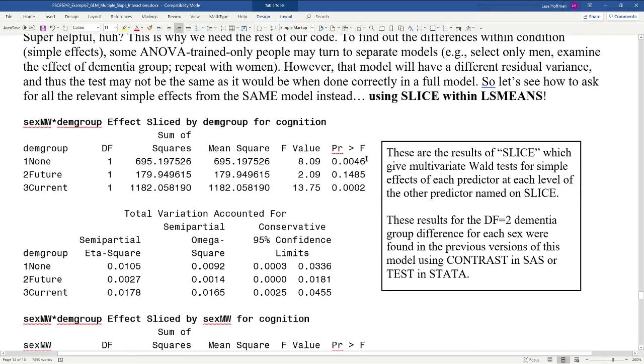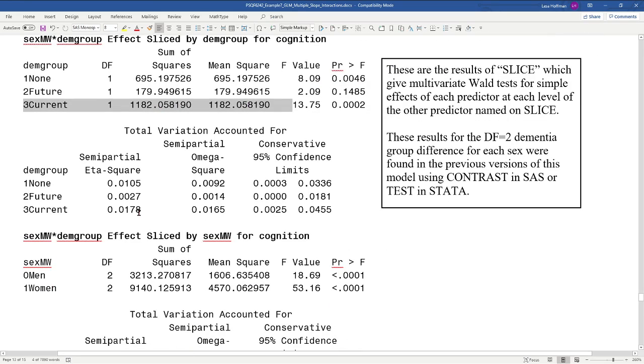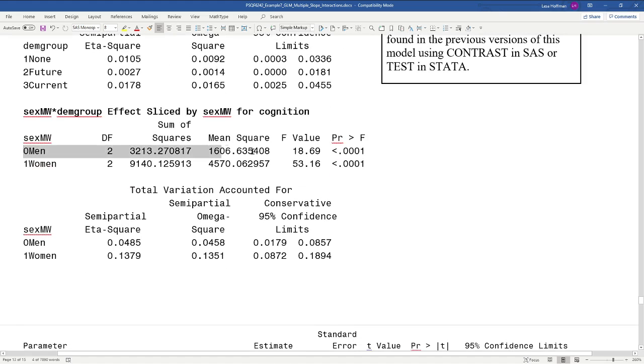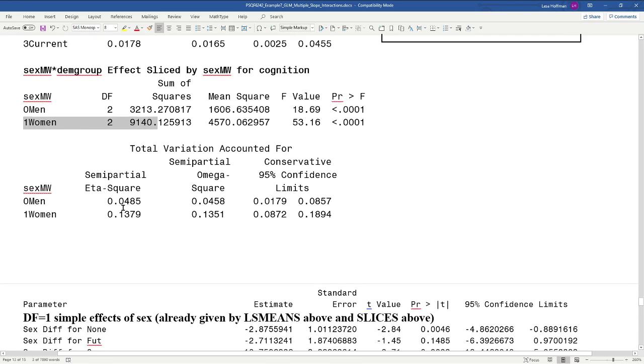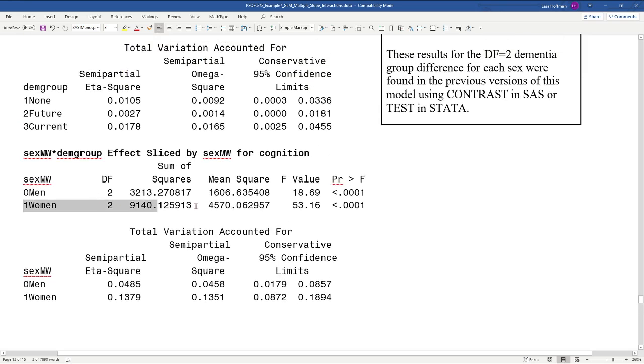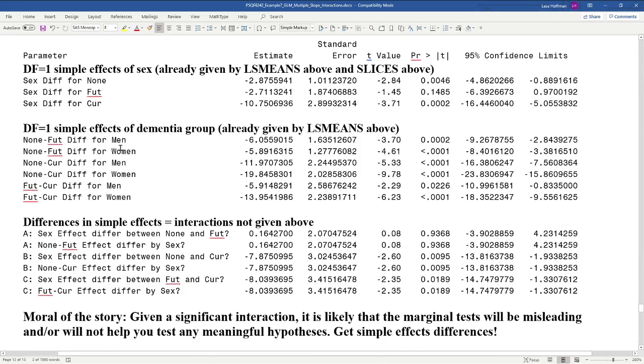So these are the results from using slice within LSMeans, where this term is the gender difference specifically within the none group, specifically within this group, specifically in this group, as well as the corresponding effect size, which is very nice. Likewise, we get the dementia group difference specifically for the men. So that's lumping together the two contrasts that create differences across the three groups in the men, in the women, and we get an effect size for that. So now we're starting to get to the point where we can talk about what are the main effects of these variables within each group, and then refer to the interaction contrast to think about how each of those differences within each group, in the cells, not in the margins, are different across the moderating group.